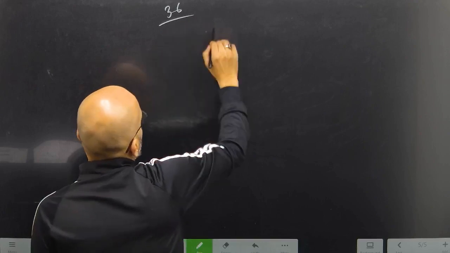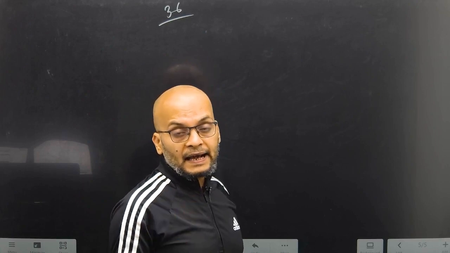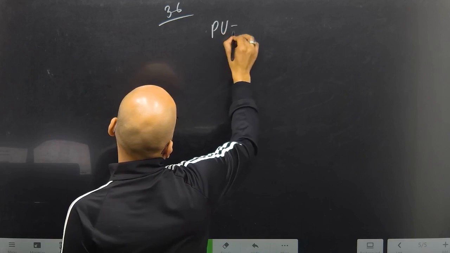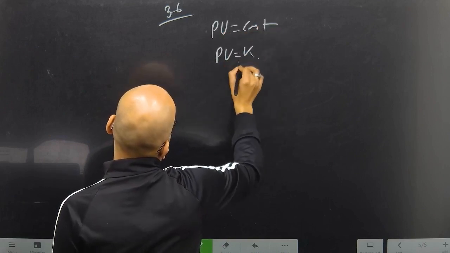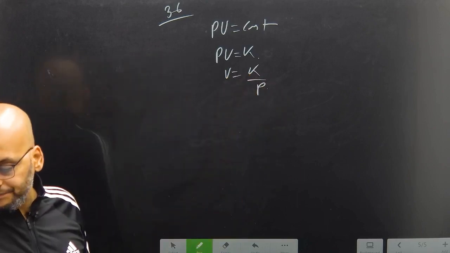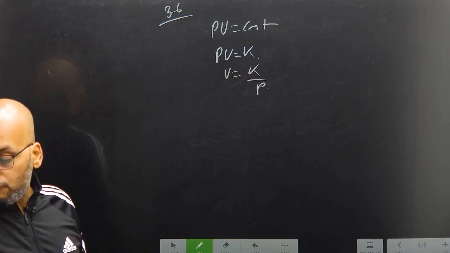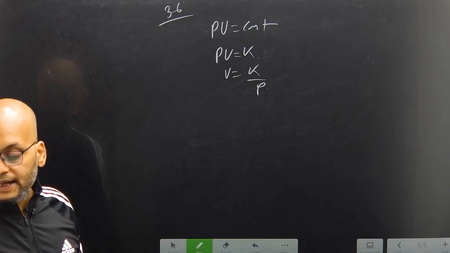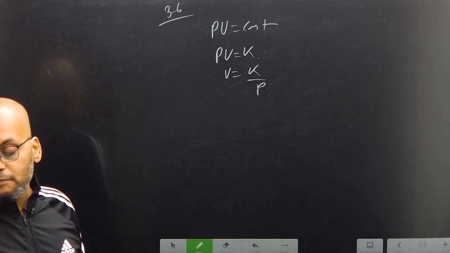Again, okay, now 36th question, a mathematical question. It is saying again that for a gas whose temperature is constant, that means guys, isothermal, PV is constant, right? PV is equal to K. So V is K by P. So what are they saying? By what percentage should the pressure of the given mass of the gas be increased so that volume is decreased by 10%.